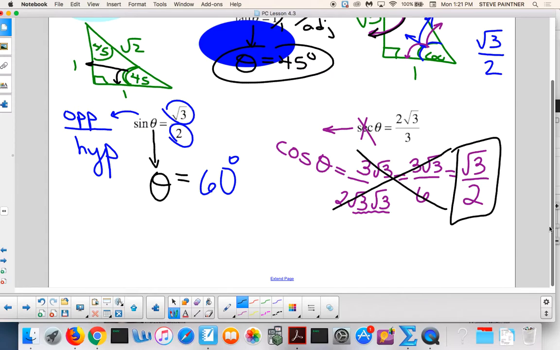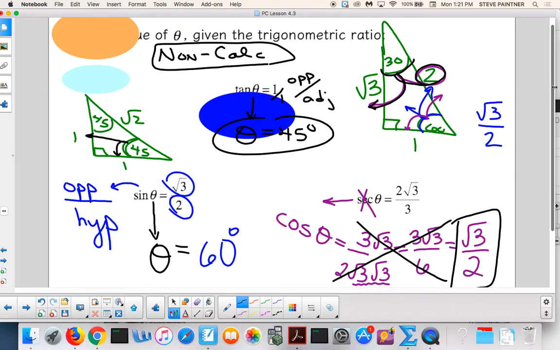So what I do is I just say, okay, I'm just going to throw it out. I'm going to change it. But if I change it to cosine, what do I do to the ratio? Change it. Flip it. There you go. Flip it. But if you forget to flip it, guess what? You get it wrong. Okay?